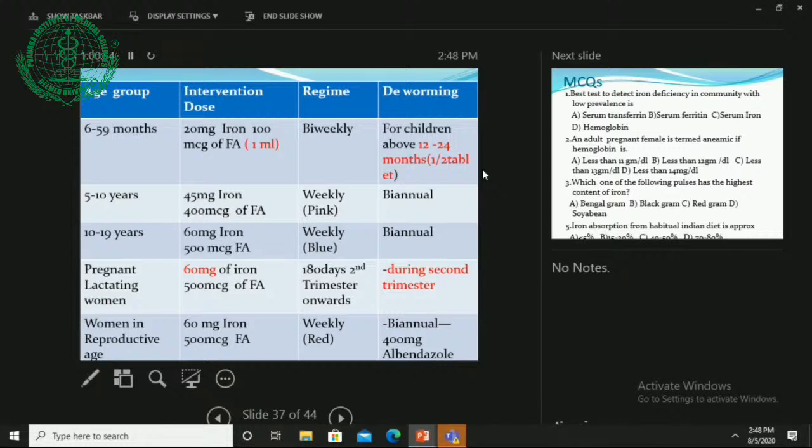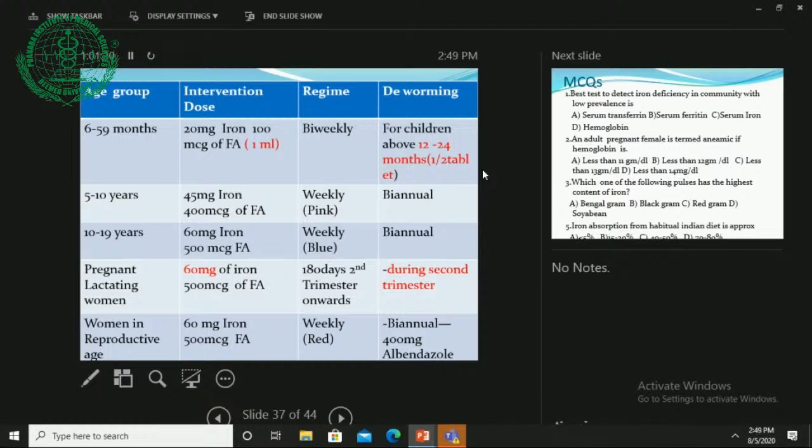Then deworming, now they have introduced this for the pregnant mother, and deworming is done with a single dose of albendazole, which is of 400 milligrams, and this should be preferably given during second trimester. So remember, this is a new addition in the program. So for pregnant mothers, they do deworming during second trimester.